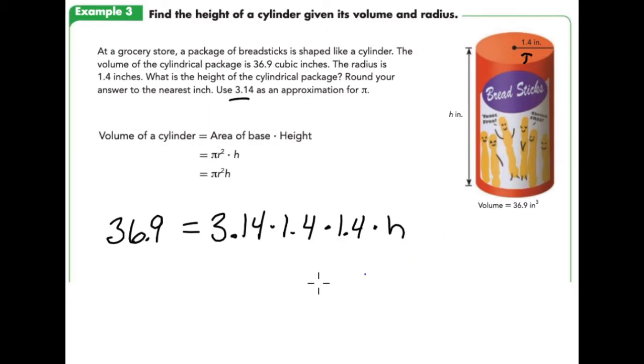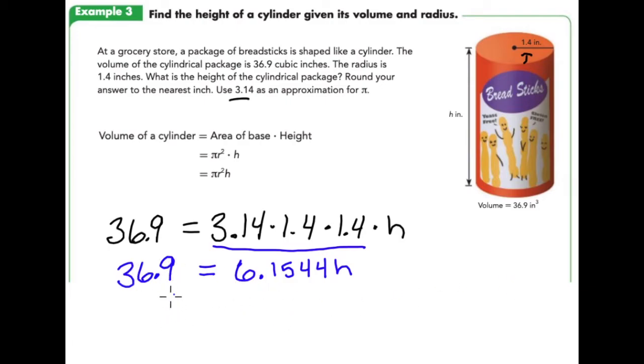What we could go ahead and do now is simplify the right side of the equation. So we're going to multiply all of this. If you have a calculator, plug in this part right here. Once you plug that in, we have 6.1544 times h as our height, and that is equal to 36.9. So what we have here, we have 36 and 9/10 equals 6.1544h.